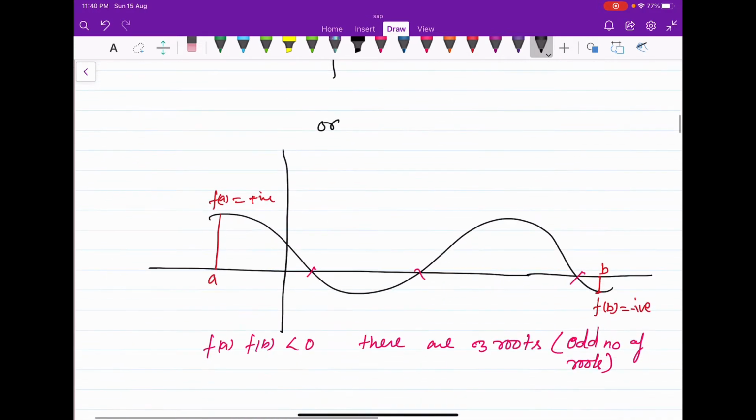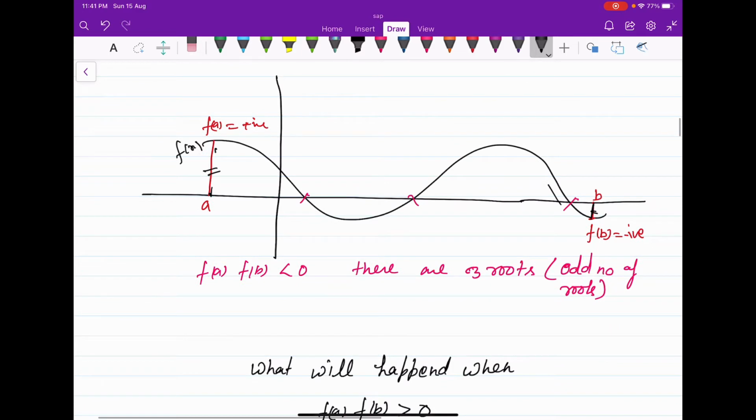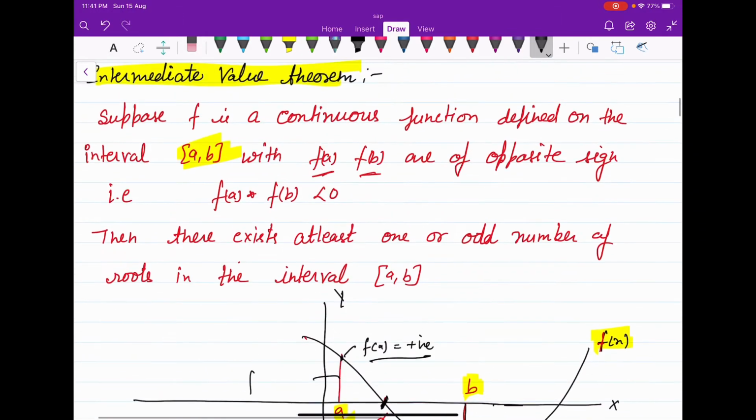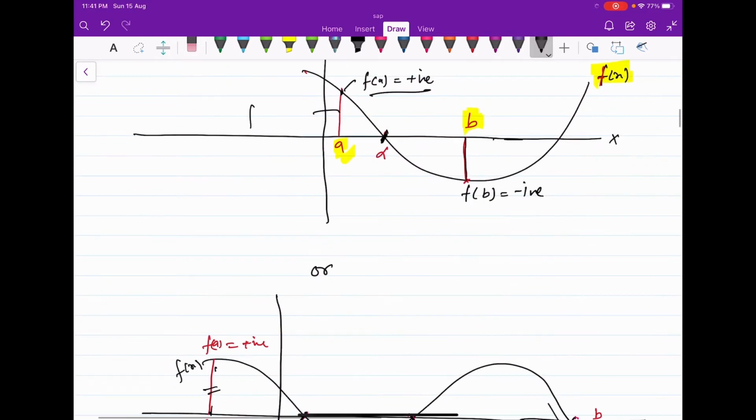It could be like this also. If the function graph is something like this, this is the function f(x), it is crossing the x-axis at many points. f(a) is this point, f(b) is the negative point. This is f(a), this is f(b). f(a) times f(b) is less than 0, and there are 3 roots. If you see from here, the graph of the function is crossing the x-axis 3 times. So there are 3 roots lying between the interval [a, b]. So as per the statement, if the condition f(a) f(b) < 0 is satisfied, then there exists at least one or an odd number of roots.